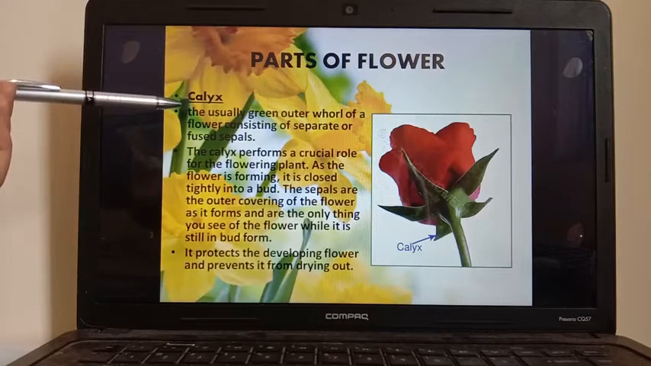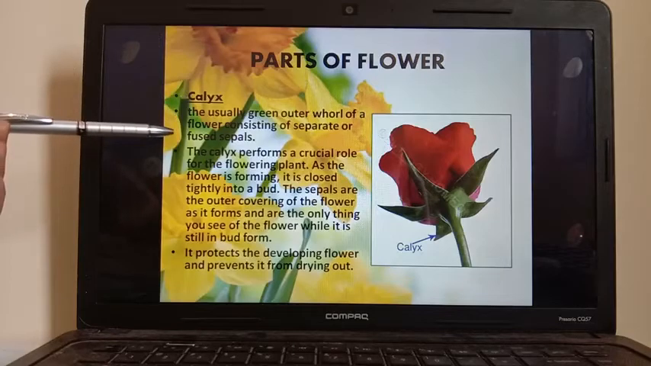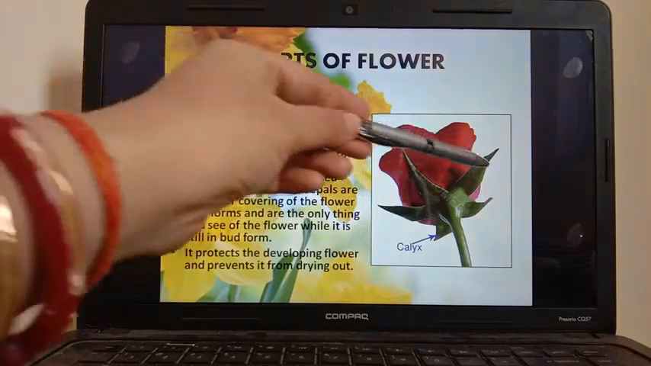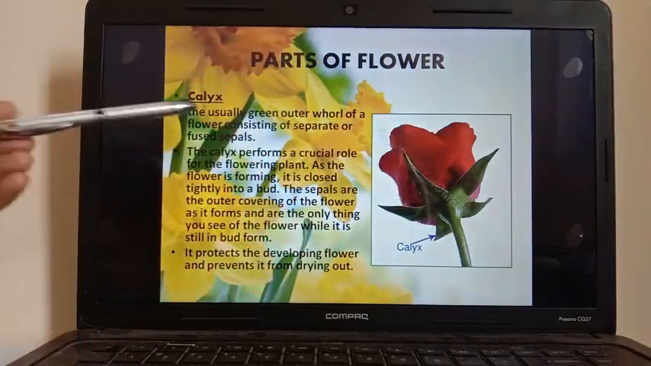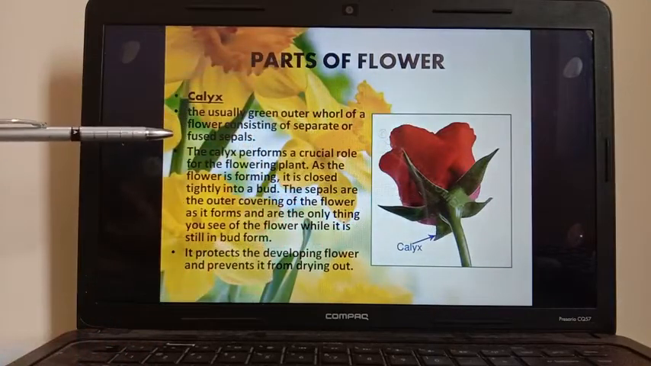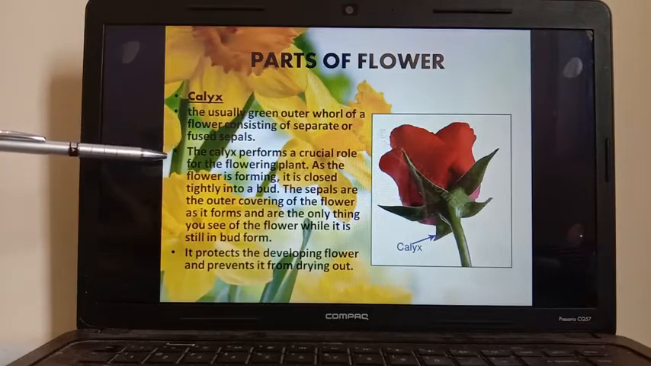The usually green outer whorl of a flower consisting of separate or fused sepals. Sometimes sepals are separated, sometimes they are fused, meaning together. The calyx performs a crucial role for the flowering plant.